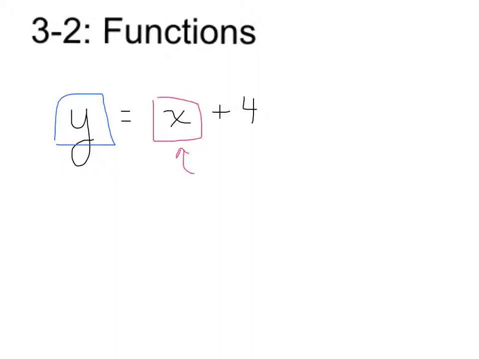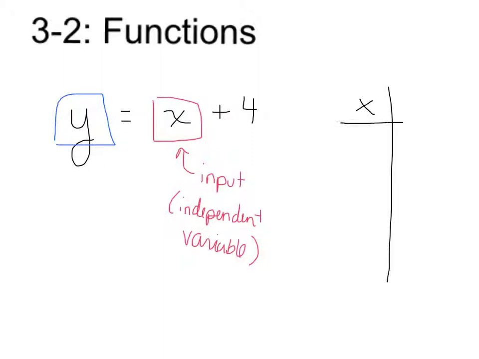The x would be called my input, also known as my independent variable. By picking a value for x, and a lot of times we use what are called function tables, where I give values for the two variables. If, for example, I pick an input of x equals 1, when I plug the x value in, I would get y by doing 1 plus 4, which would give me my output of 5.